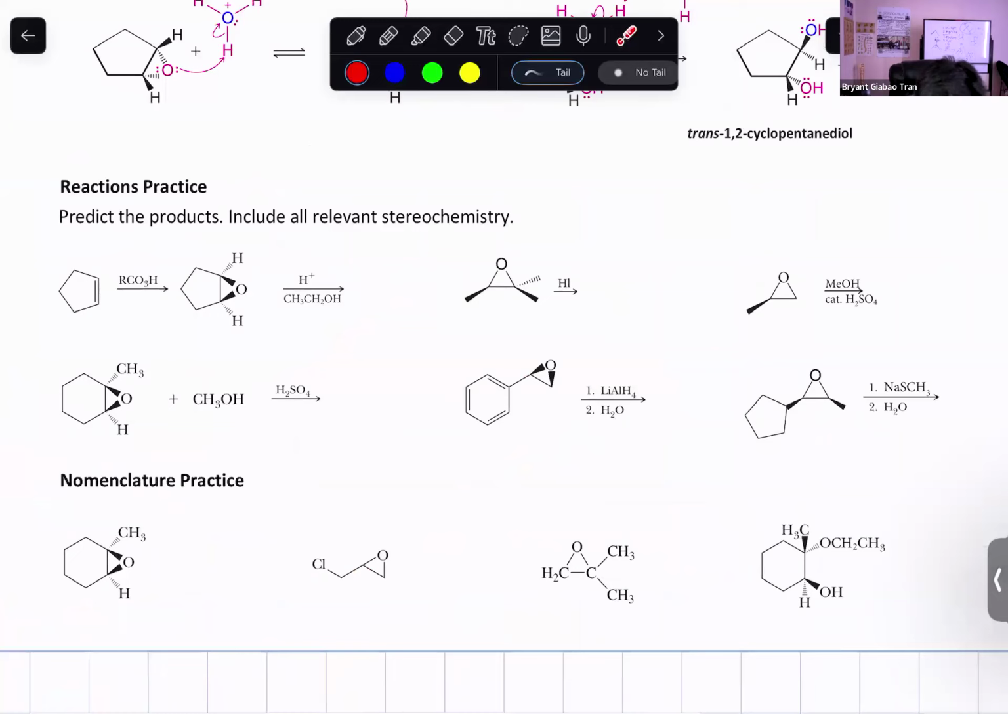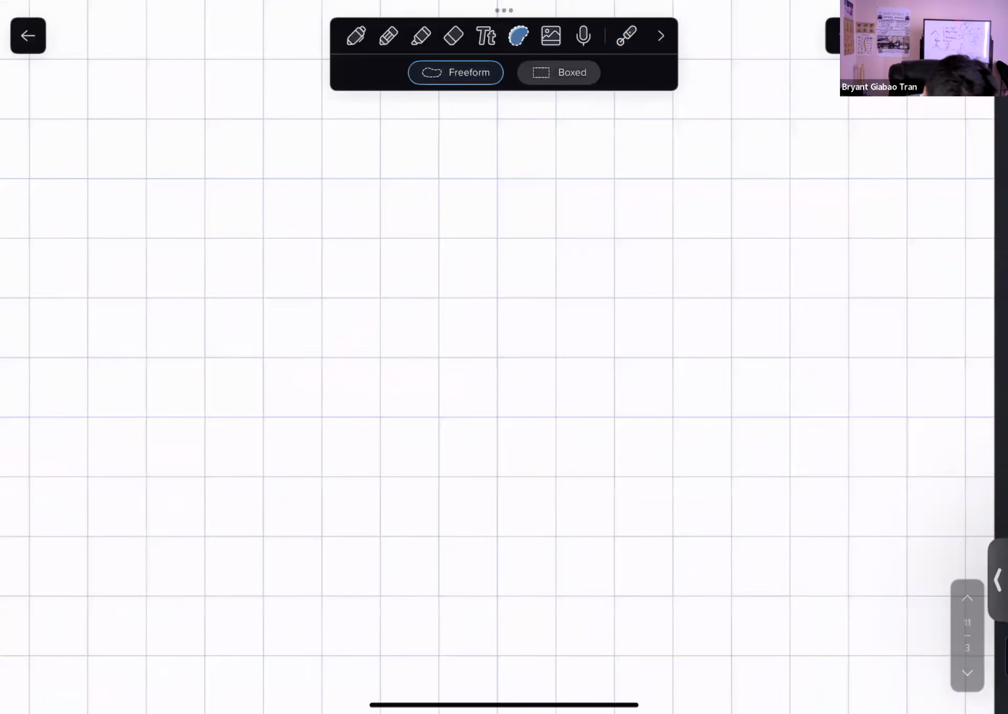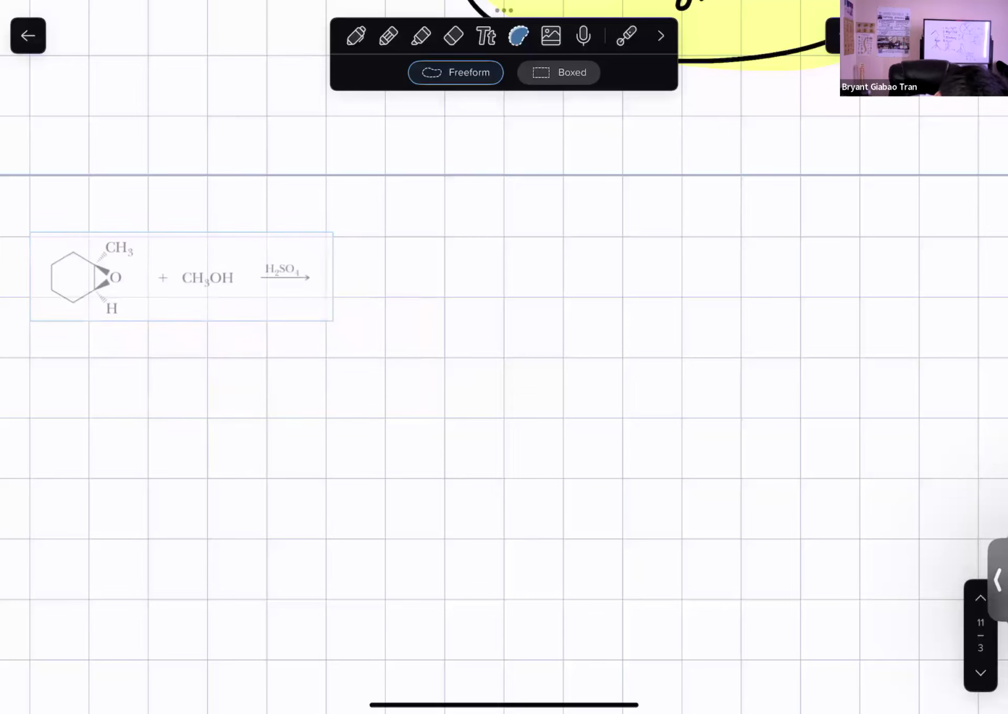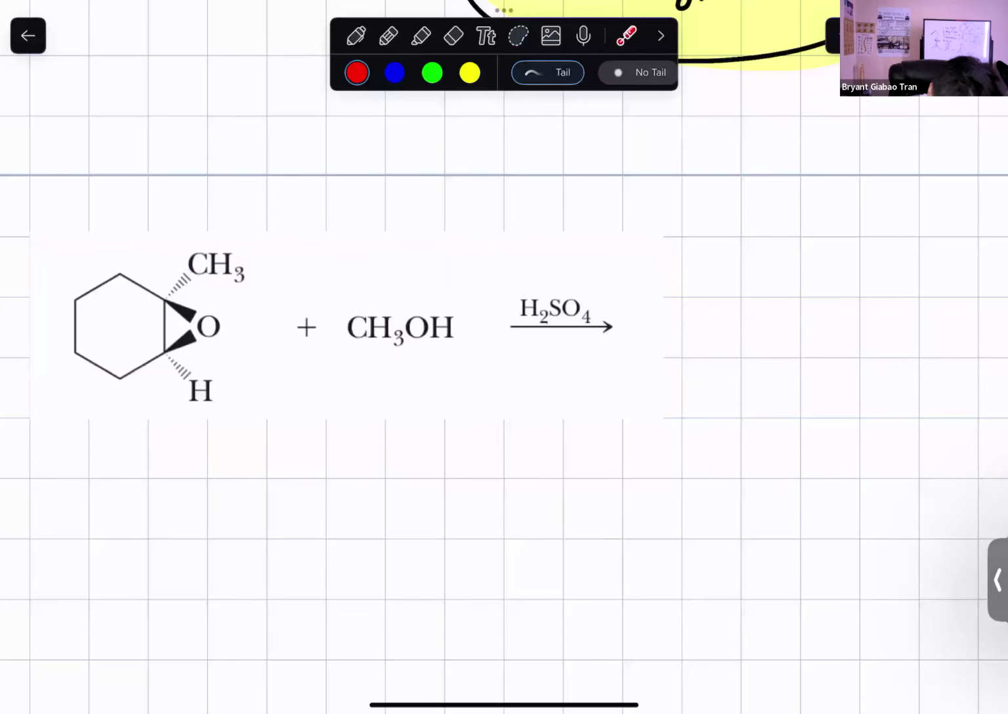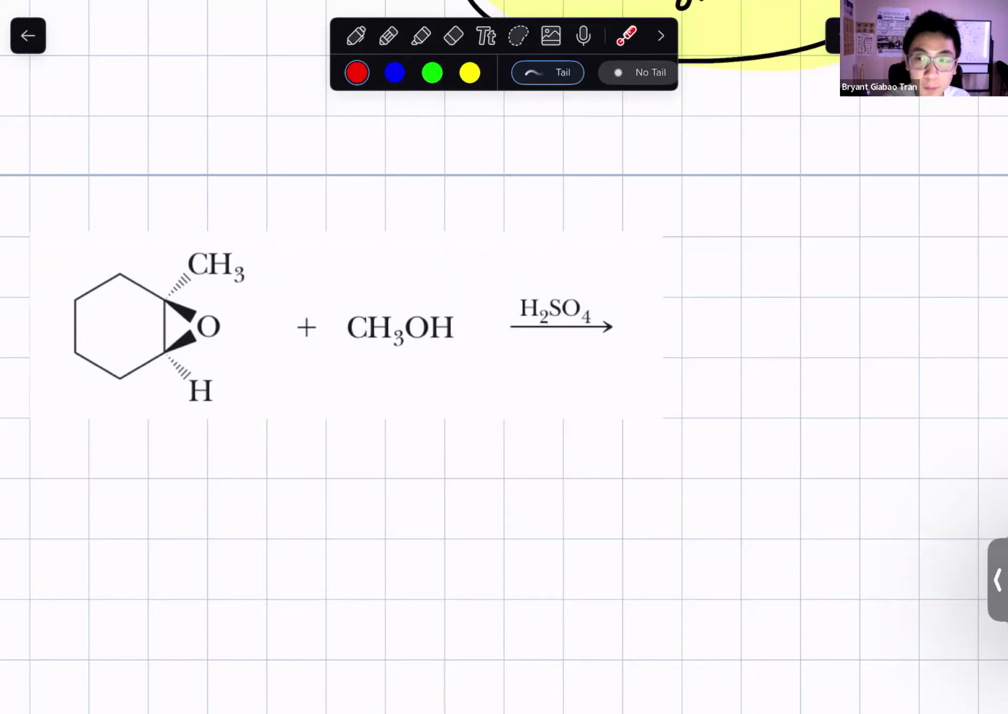Okay. Now let's think about this one right here. How would you think about the mechanism for this reaction here? In this case, we do have a more and less substituted side. I guess we have to see if our nucleophile is a good or weak nucleophile. Yep. You can think of that, or you can also think what kind of conditions we're in, acidic or basic, based on these reagents here. Acidic, I think.